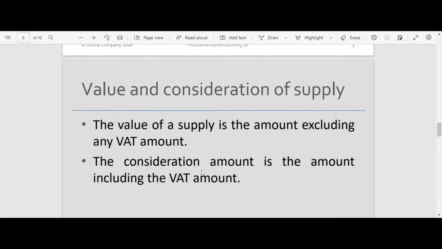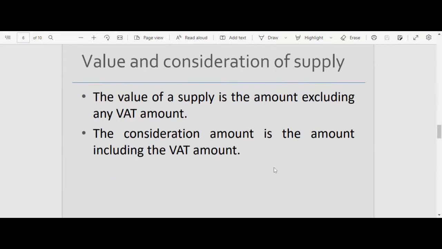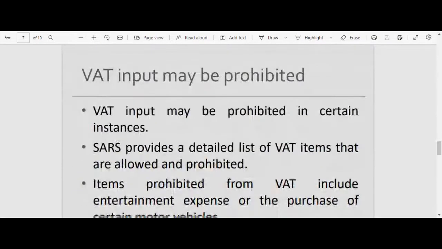The consideration amount, the term that the Value Added Tax Act uses, is the amount including the VAT amount. They also sometimes refer to that generally as the inclusive amount, right? So in our little example, that consideration would have been the 115 rands, right? We're going to come back to an example of that a little bit later.